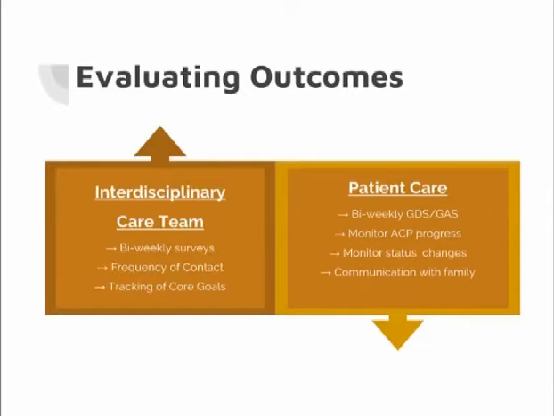In terms of patient care, we'll be monitoring her psychological status by weekly geriatric depression scale and geriatric anxiety scale scores. We'll also monitor her progress on completion of advanced care planning, status changes with regard to some of her chronic conditions, and keeping up with the family and how much we've involved them.